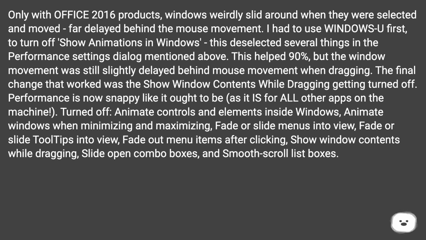Turned off: animate controls and elements inside windows, animate windows when minimizing and maximizing, fade or slide menus into view, fade or slide tooltips into view, fade out menu items after clicking, show window contents while dragging, slide open combo boxes, and smooth scroll list boxes.